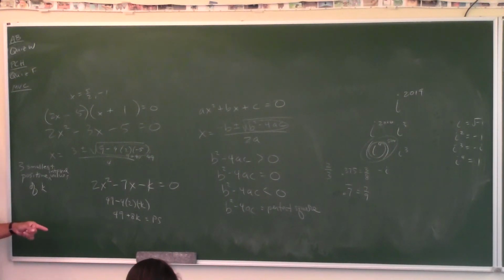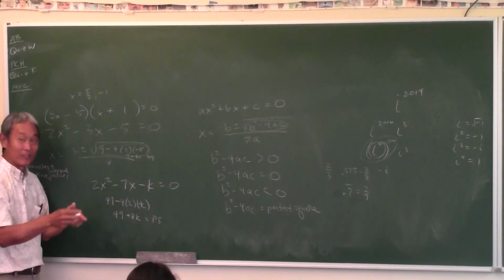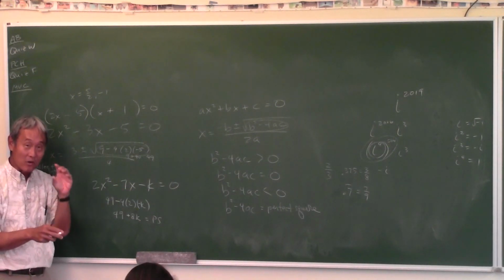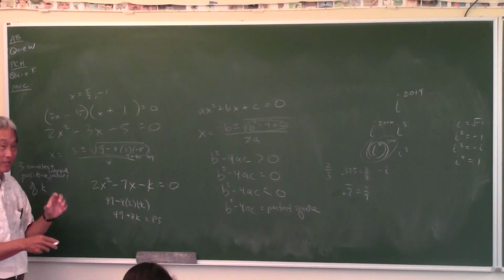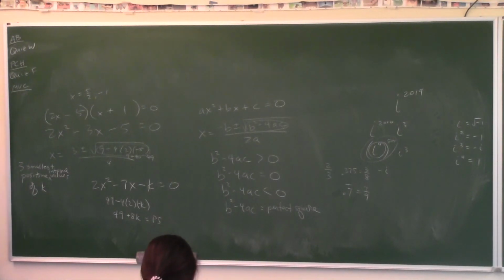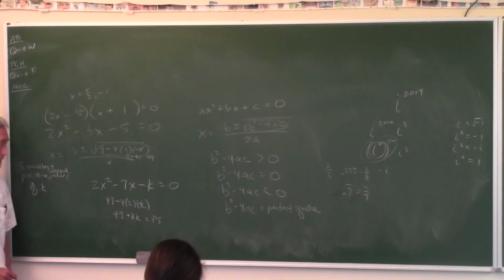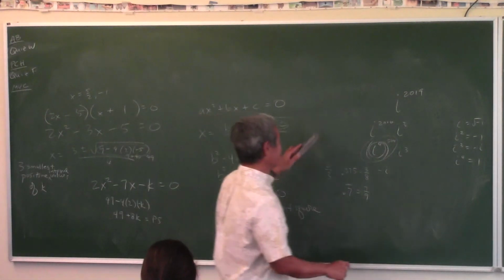Isn't that a lot easier than plugging the number in here and seeing if we can factor it? You just look at the discriminant. The discriminant has to be a perfect square. Question: does 0 count? No, positive means greater than 0. Oh. Greater than 0. Okay, we got one last thing to learn.